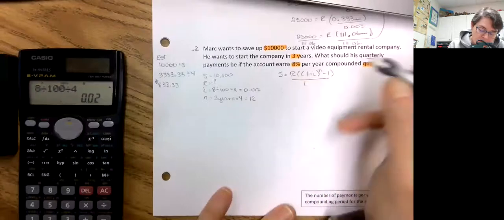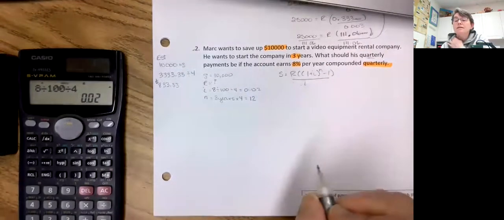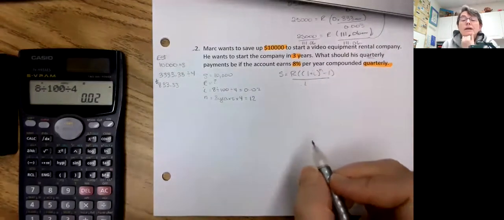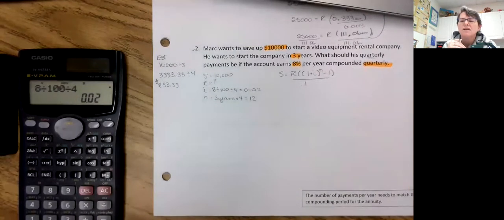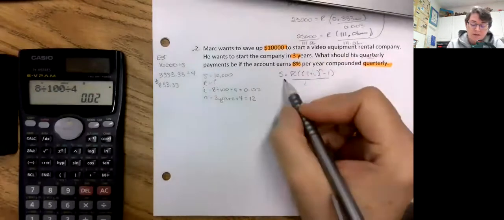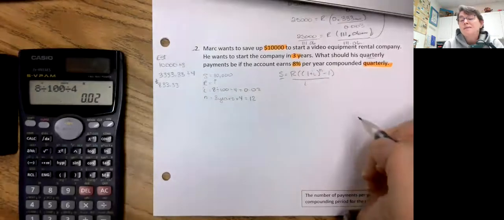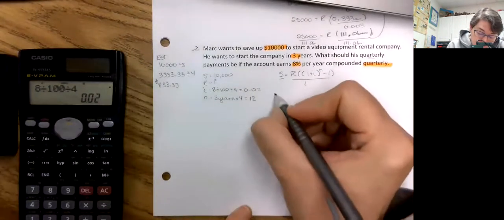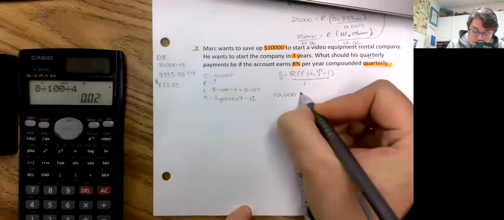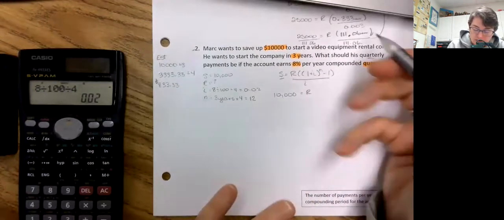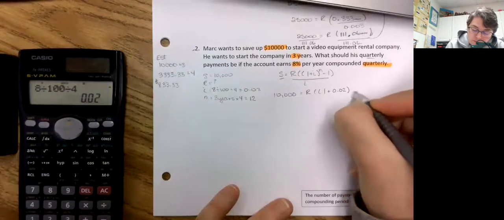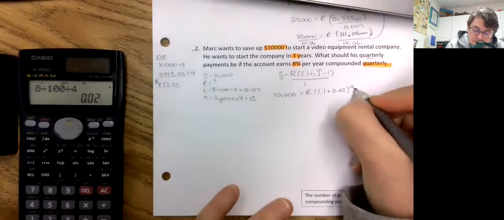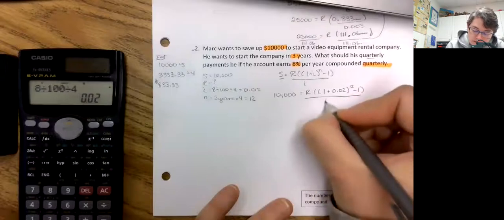So 10,000, there's our formula. And don't worry, come exam time, you will have a copy of the formula sheet. It will definitely have your formulas on it, so you just have to remember which is which. I find this one easy because it starts with an S. That reminds me it's the one you use for savings. So 10,000 equals R times bracket, bracket, 1 plus 0.02 to the 12th minus 1, over 0.02.